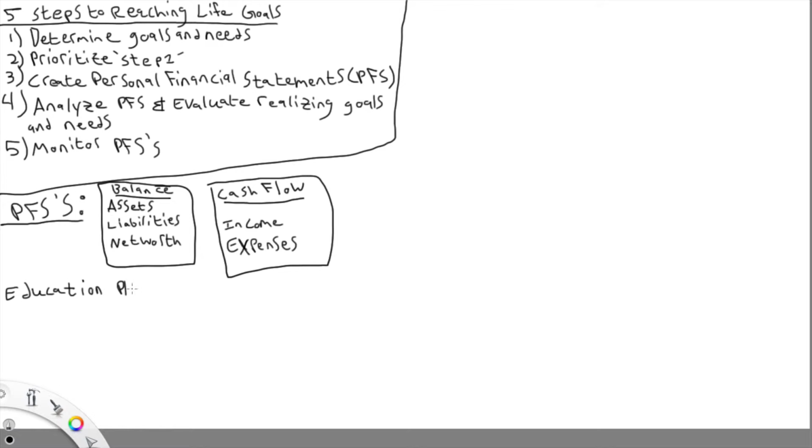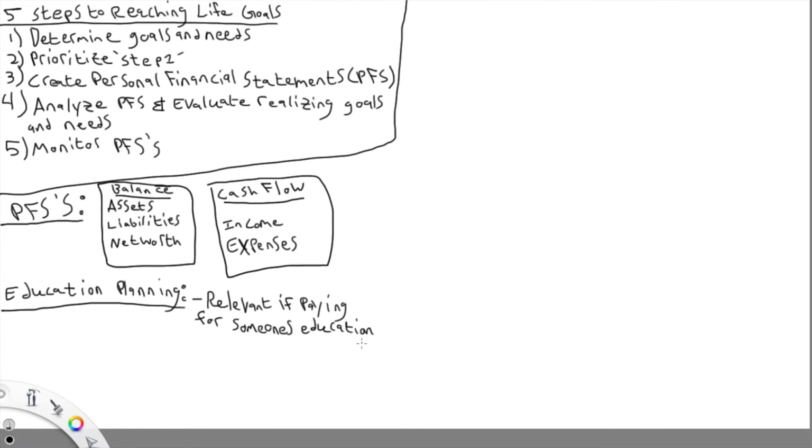Education planning is relevant to individuals who will pay for their own education or someone else's. Rather than waiting until school begins to accumulate sufficient cash, you can take advantage of many opportunities in place to help you save for education over extended periods of time. By accumulating a reservoir of money to pay for education, the burden of educational expenses can be reduced immensely.